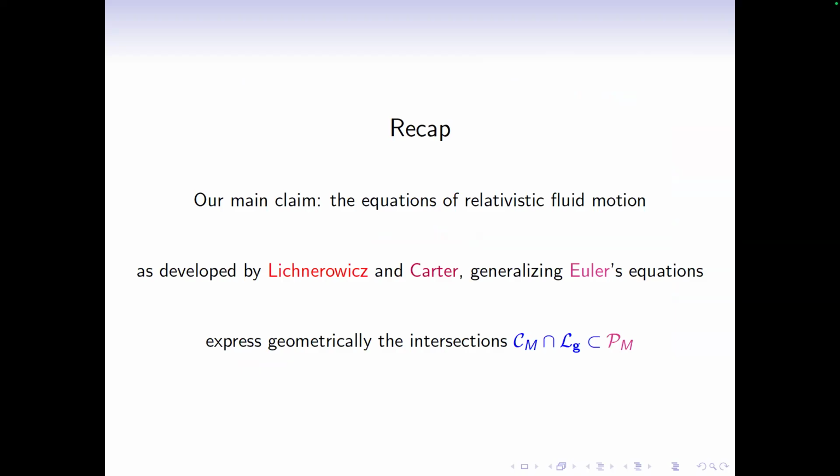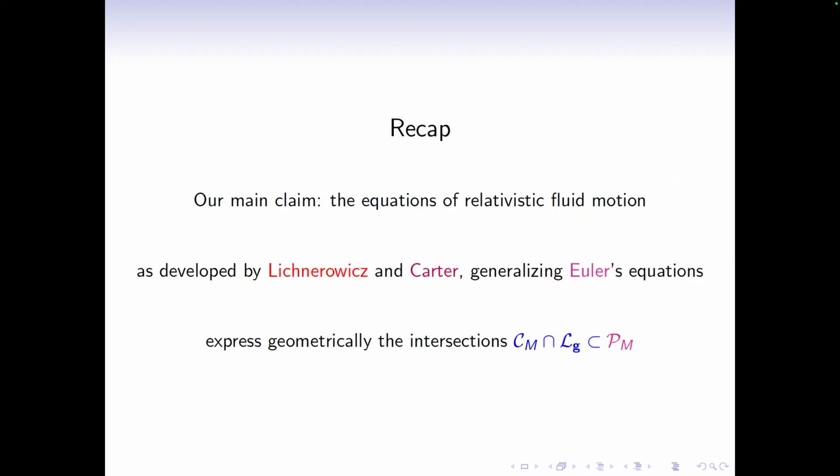So let me recapitulate where I stopped yesterday. I made a claim, which today I want to expand on. The equations of relativistic hydrodynamics, which were developed in the last century by Lichnerowicz and Carter and others, actually represent a geometric fact, which is that there is a problem inside some auxiliary phase space, which I will review.